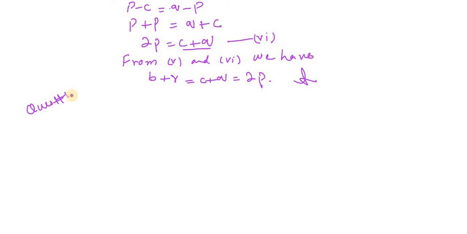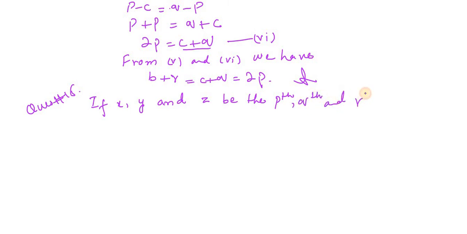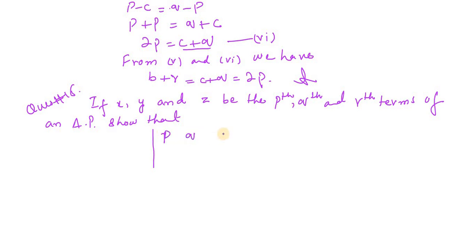So in question number 15, if x, y and z be the pth, qth and rth term of an arithmetic progression, show that the determinant with rows p, q, r; x, y, z; 1, 1, 1 is equal to 0.